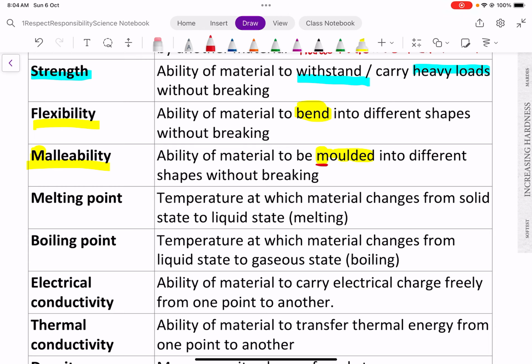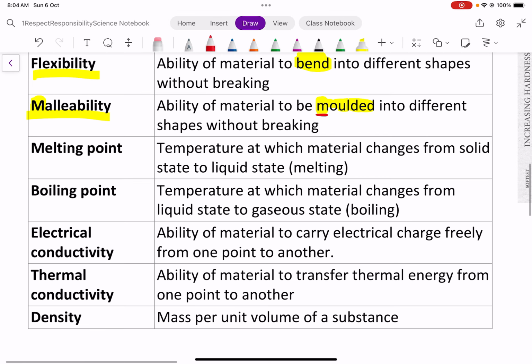Now, not all materials are flexible. So some materials are particularly flexible. For instance, some plastics are very, very flexible. A good example is the plastic bag which you use to contain your groceries or items whenever you go shopping. The plastic bags have to be flexible. If they are not flexible, they cannot be bent, okay, into different shapes, like the shape of the plastic bag, without breaking. Okay, so plastics are quite flexible.